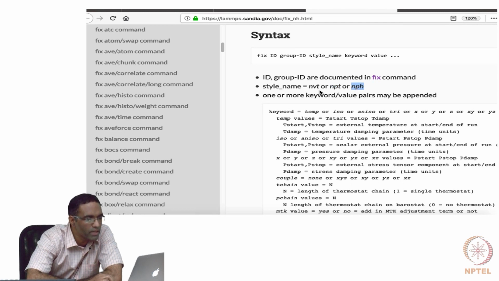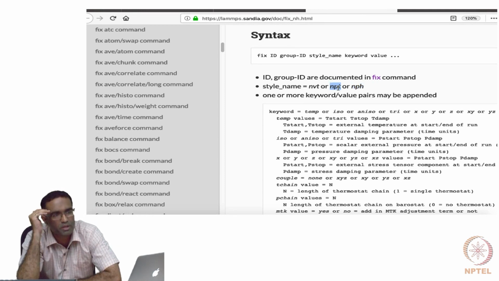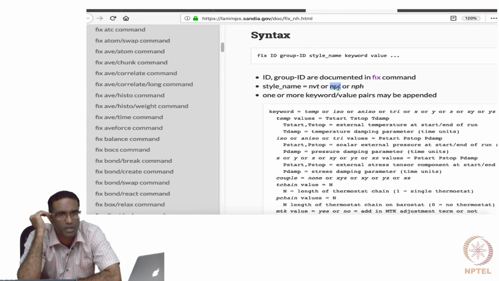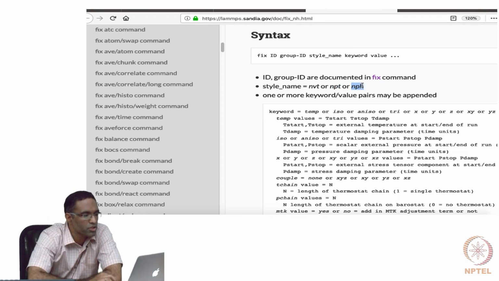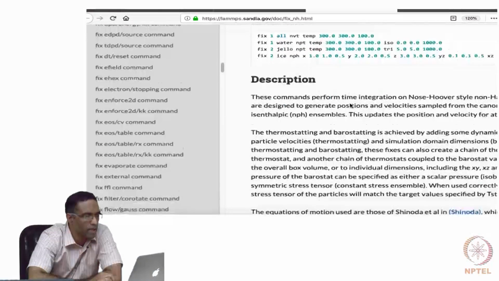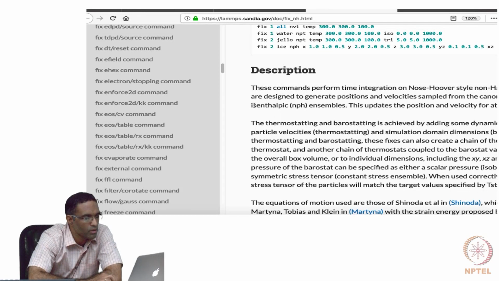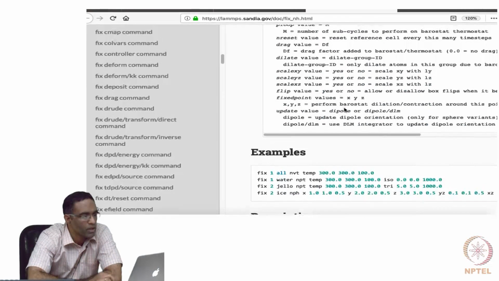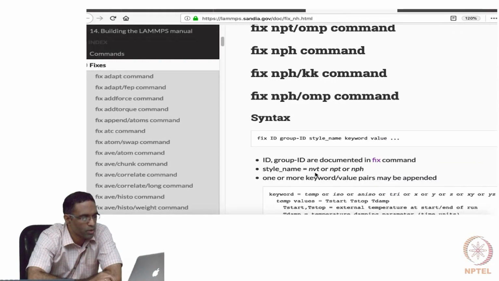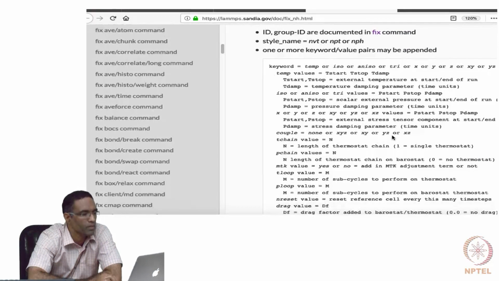In NVT the only thing that you want to control is the temperature, whereas in NPT you can specify the particular values of pressure and temperature that you want the system to reach. And NPH is a combination of pressure and enthalpy. Isenthalpic ensembles can also be realized. So depending upon whether you are using NVT or NPT or NPH, the keywords and the corresponding values that you have to give can be quite different.